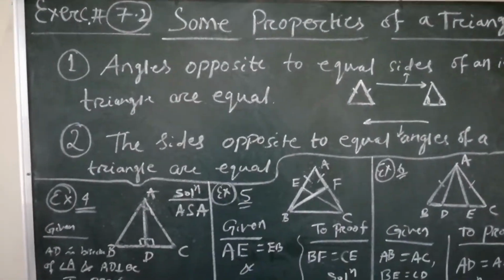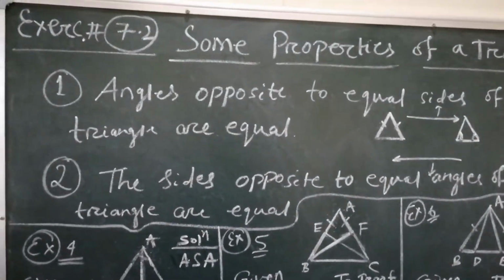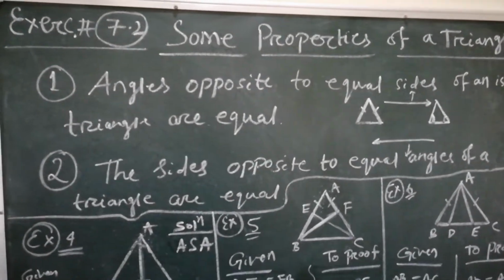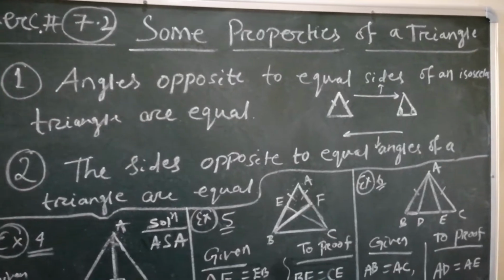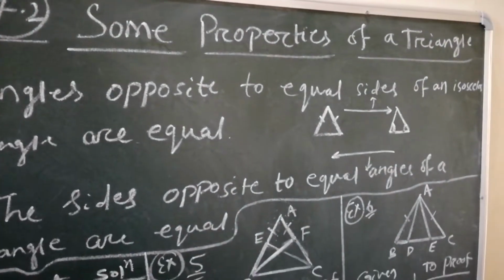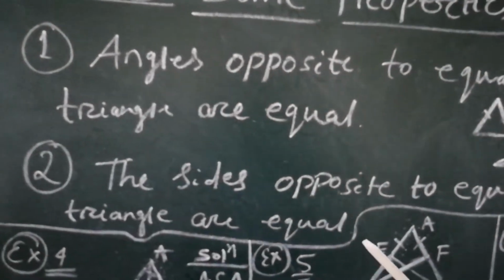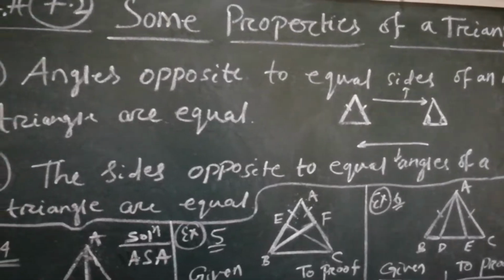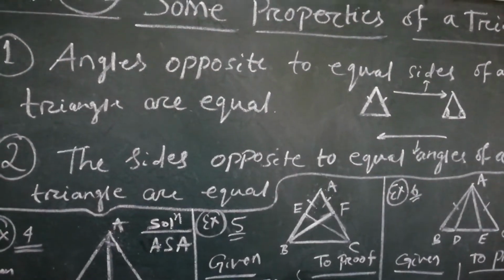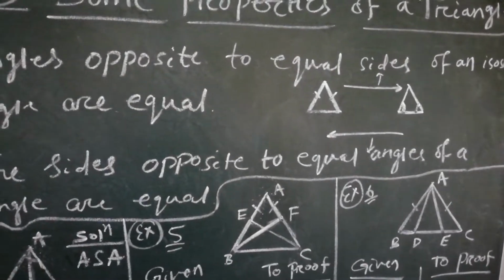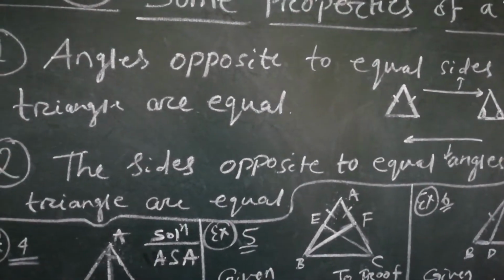Dear students, today I will discuss the theory part of exercise 7.2 of class 9th mathematics, CBSE board. Let us first discuss the properties of a triangle. Property number 1: angles opposite to equal sides of an isosceles triangle are equal. Property number 2: the sides opposite to equal angles of a triangle are equal.